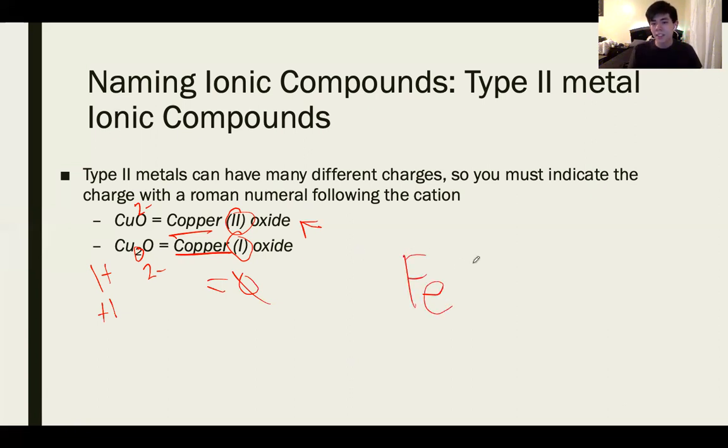So let's say you had this compound here and you were asked to assign the charges for each. Let's say, okay, so we know iron has a charge that can change. However, we know oxygen has a pretty set charge of -2. Therefore, we can deduce this is +2.